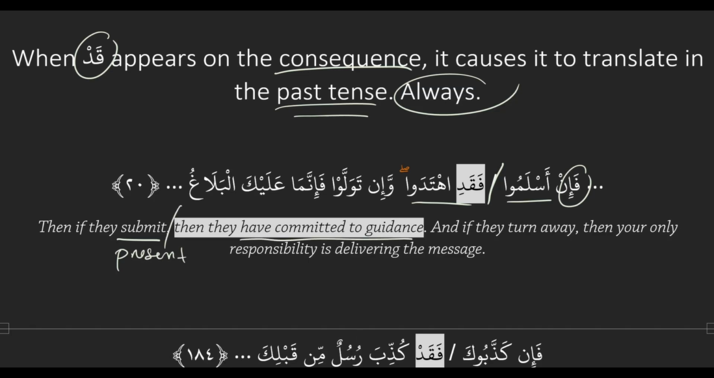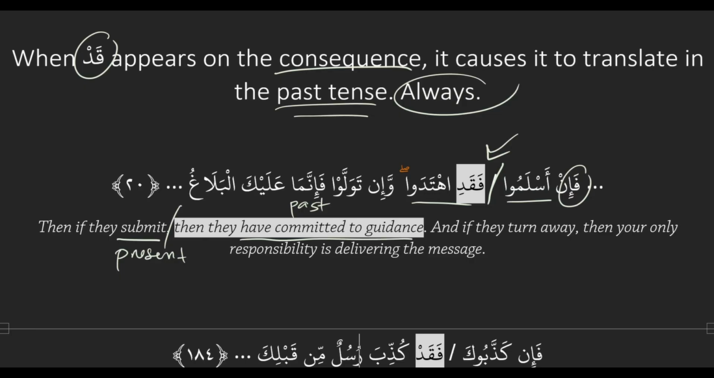What's the tense of that? Have committed is past, and that's because of the قد that's appearing on the consequence. So when قد appears on the consequence, it'll make that consequence translate in the past tense. And قد will only appear on the consequence, never on the condition. Is that clear? Yeah.